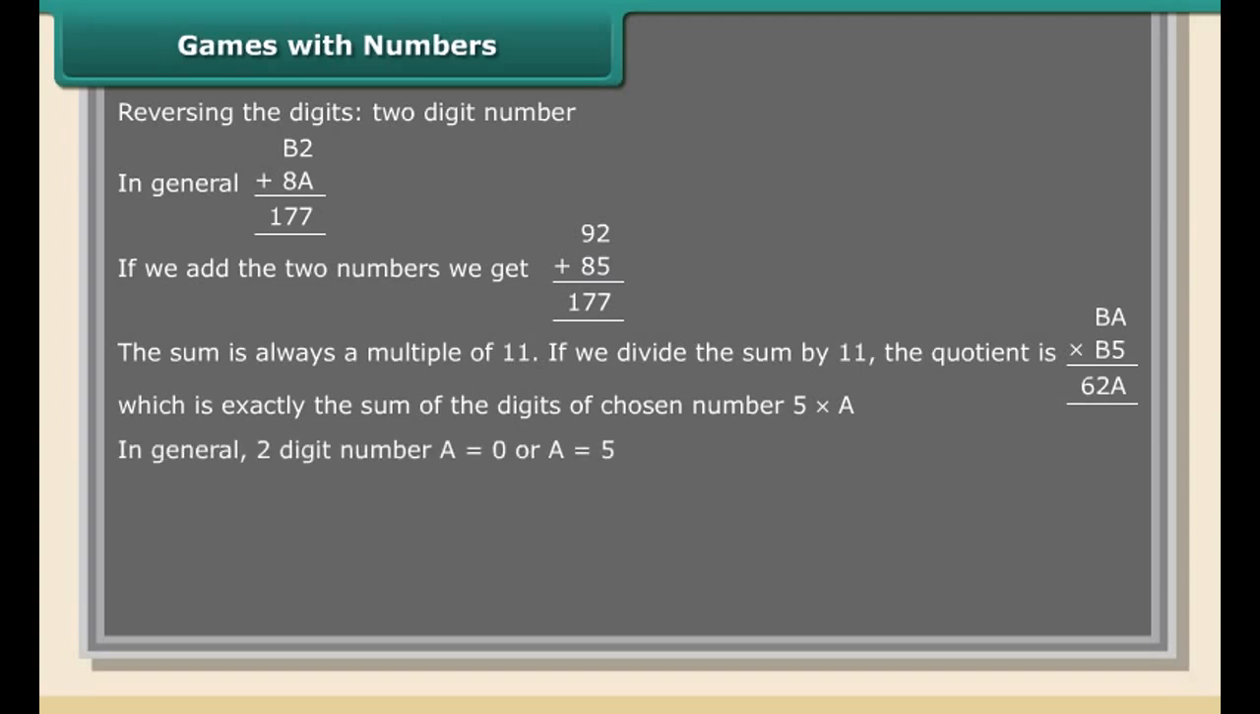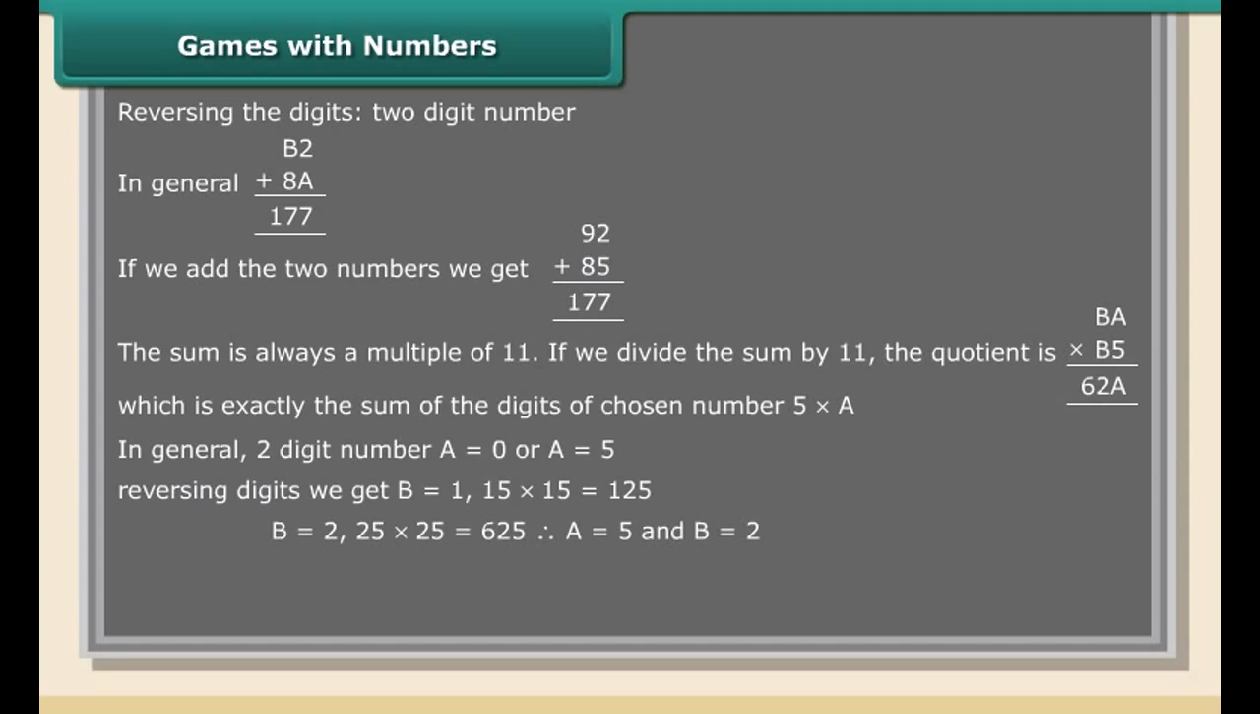In general, for the two-digit number BA into B5 is 62A, A is equal to 0 or A is equal to 5. Reversing digits, we get B as 1, 15 into 15 is equal to 225. B is equal to 2, 25 into 25 is equal to 625. Therefore, A is equal to 5 and B is equal to 2. If the ones digit is larger than the tens digit, the resulting number is divisible by 9, so the remainder is 0.